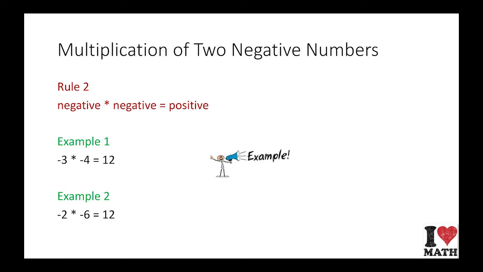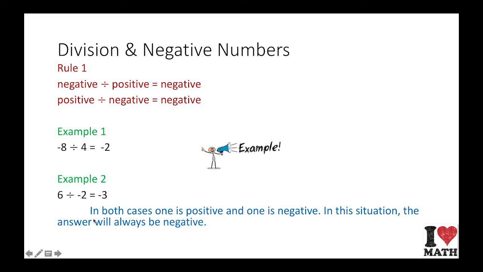Going further to rule number 2, when you have a negative times a negative number, the answer is going to be positive. So here's the first example. We have negative 3 times negative 4. Both numbers are negative. The answer is going to be 12. The second example, you have negative 2 times negative 6 equals 12. It's a positive answer. So two negative numbers is going to equal a positive answer.